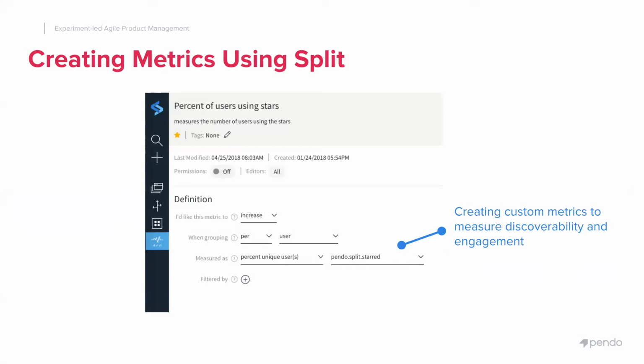We did this all by using not only the tracking event that's fired in Pendo, but Split's metric builder. So we're able to come in here and say, well, where do you want this metric to go? Do you want it to increase or decrease? Do you want to see this across all of your users or per user? Do you want to look at the percent of unique users who actually took this action?